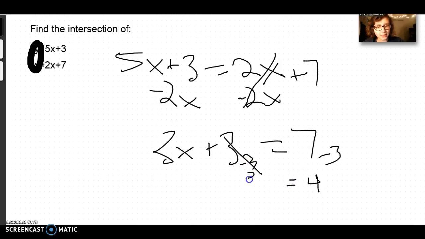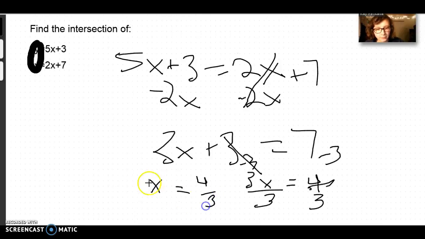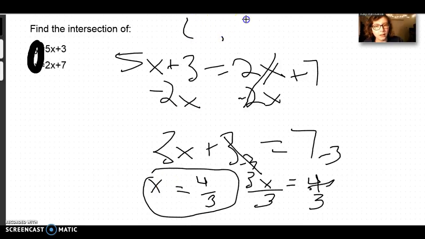So we have 3x equals 4. Now the next step is to divide by 3 on both sides. When we divide by 3 on both sides, we get x equals 4/3. So this should be the x part of our intersection point. So we can put 4/3 here.